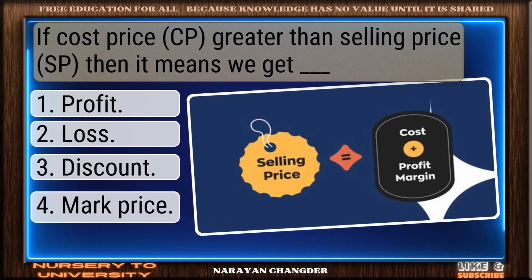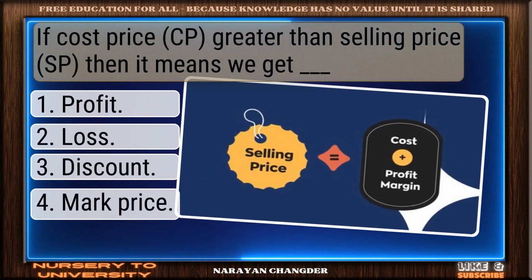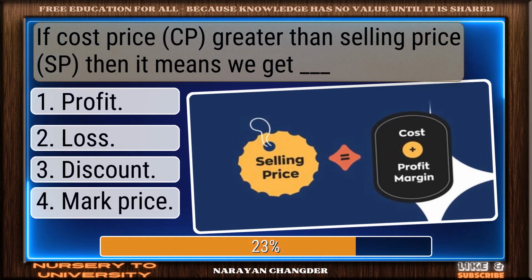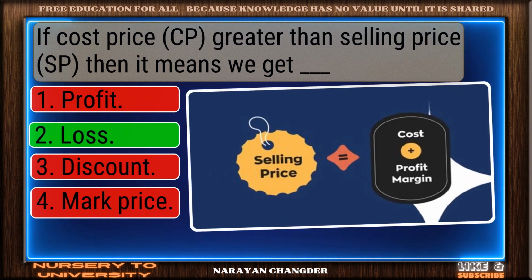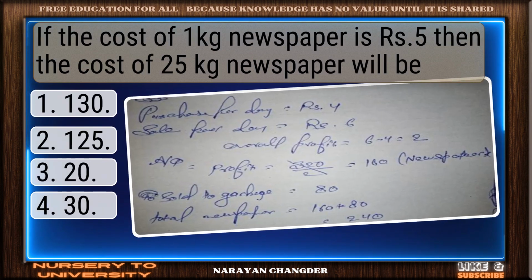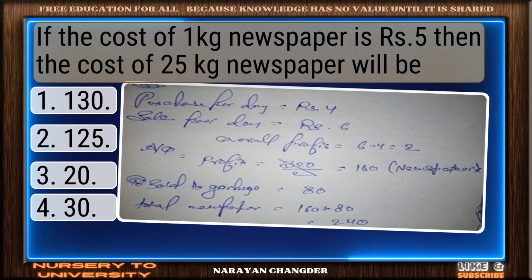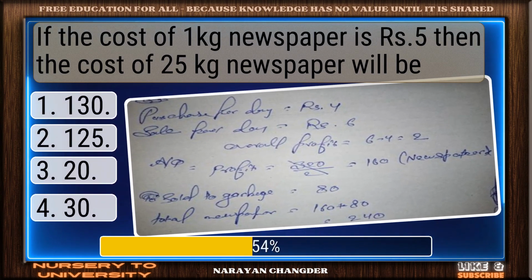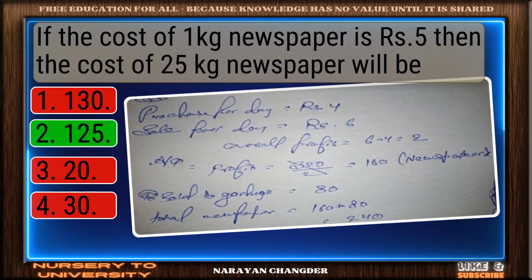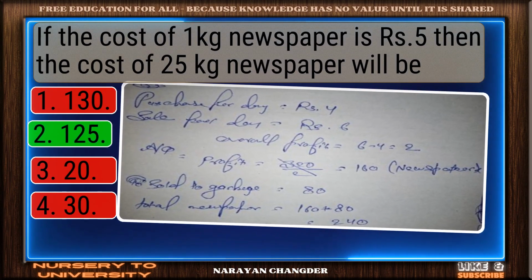If cost price is greater than selling price, then it means we get dash. You got it. Your choice loss is right. If the cost of 1 kg newspaper is Rs 5, then the cost of 25 kg newspaper will be 125 is a solid answer.